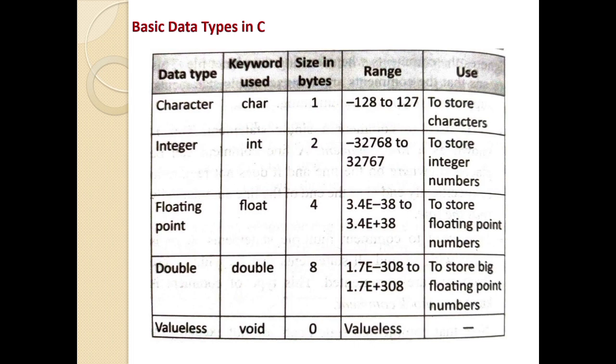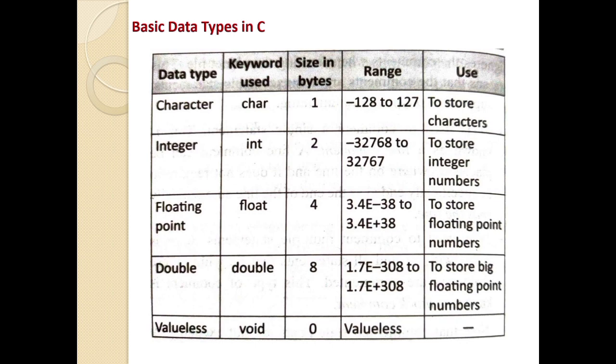These are the basic data types in C. Data type character: the keyword used is char. Size in bytes is 1. It ranges from -128 to 127. Used to store characters. Integer: int. Size in bytes is 2. Range -32768 to 32767, to store integer numbers.